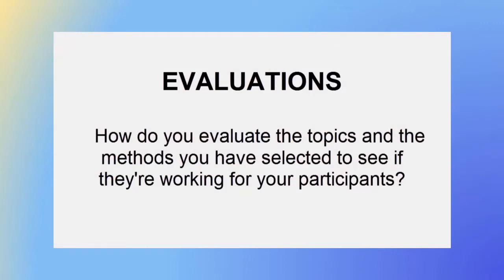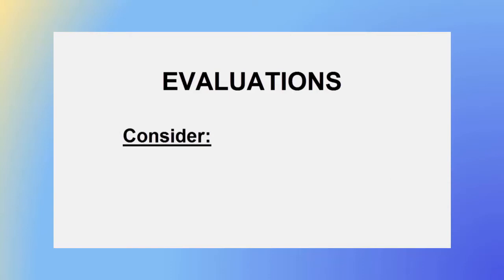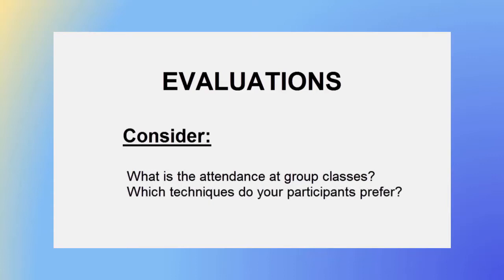Let's move on to how do you evaluate the topics and the methods you have selected to see if they're working for your participants. The answer to this question is a separate video, Choosing Nutrition Education Topics. Also consider, what is the attendance at group classes? With the various barriers our participants have, a class size of at least 5 or 6 is a very positive sign. You can also ask your participants from time to time if they like the newsletters or bulletin boards or modules, or which techniques that they prefer.